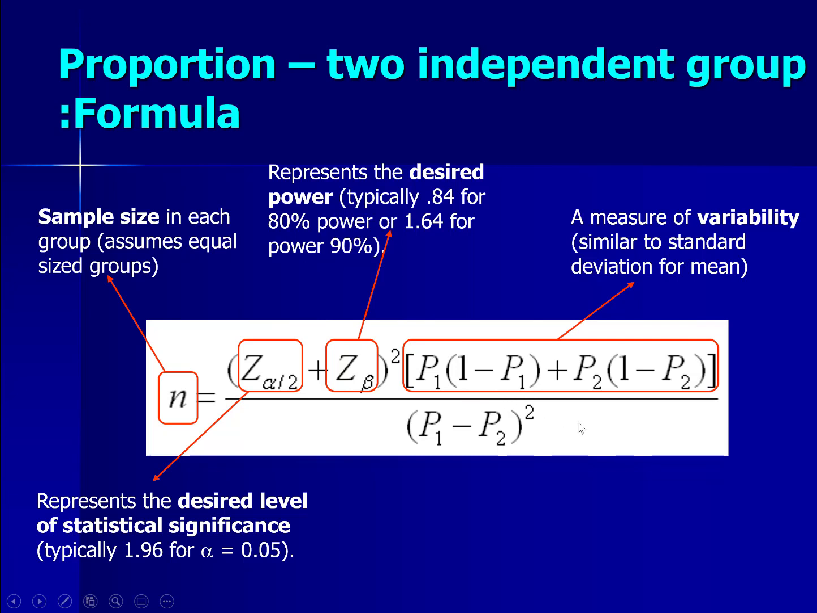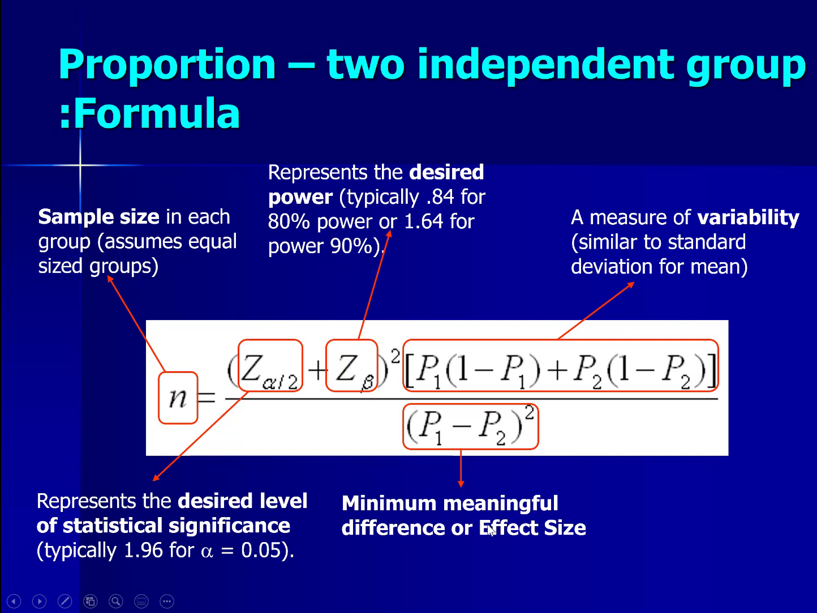You can understand now the common characteristics or components of the sample size calculation formula, and also this is the minimum meaningful and possible magnitude of difference. All right, this is for comparing proportions between two groups.